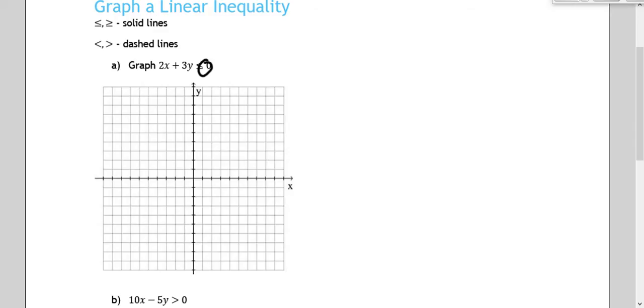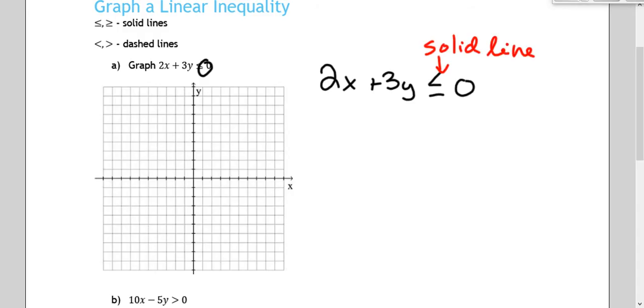So if we have 2x plus 3y must be less than or equal to 0, this less than or equal to indicates a solid line. Now all we have to do is we can either use our x-intercept and y-intercept to plot it, or we can change it into the basic linear form. I'm going to do that.